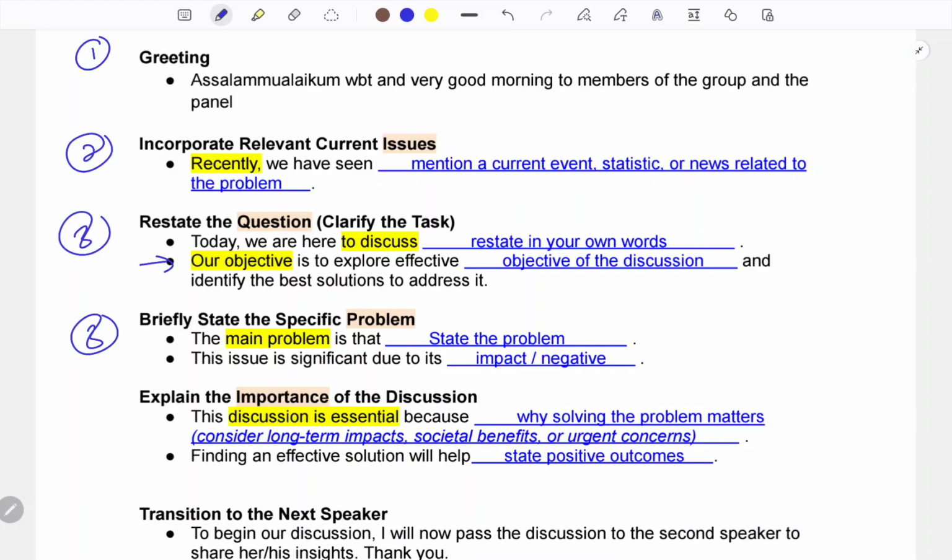We want to explore our task, what we are talking about, and then identify the best solution. Okay, this one is the fourth.